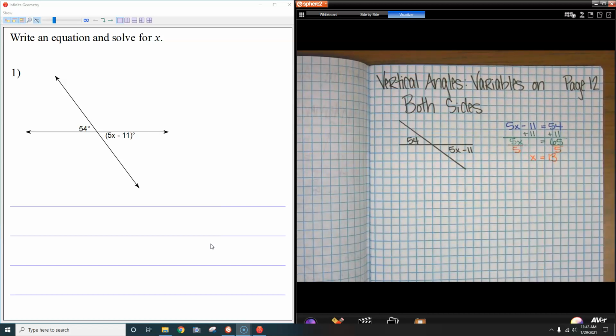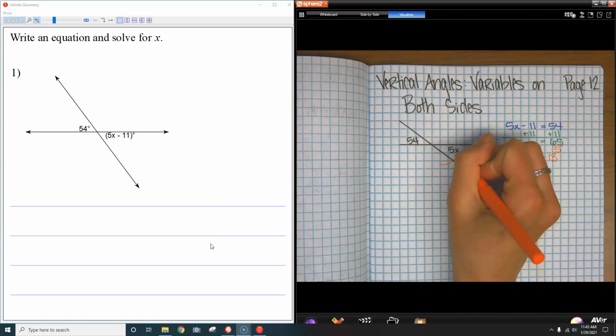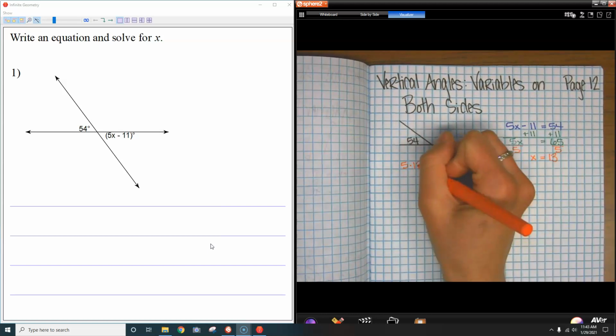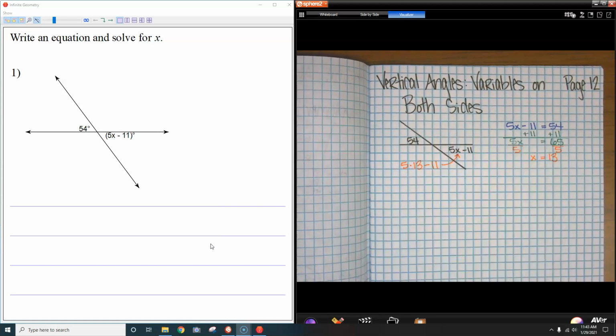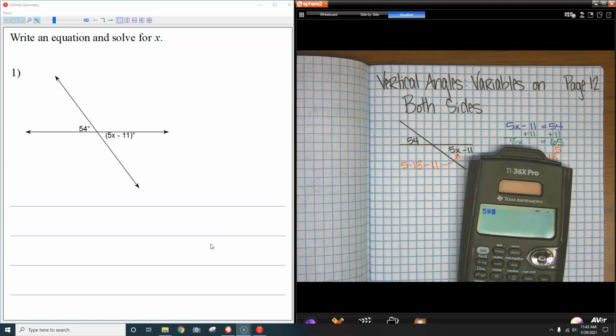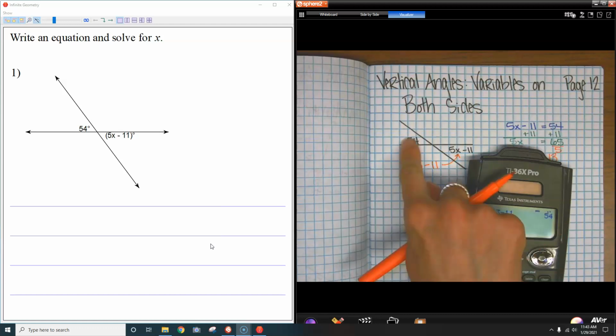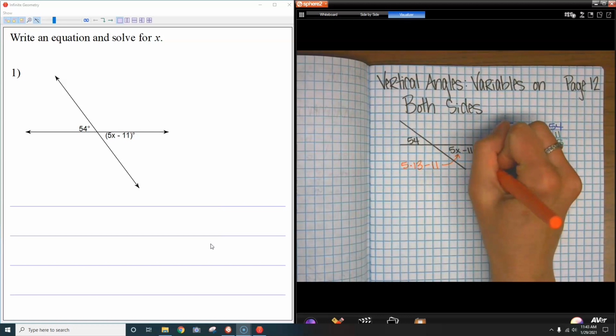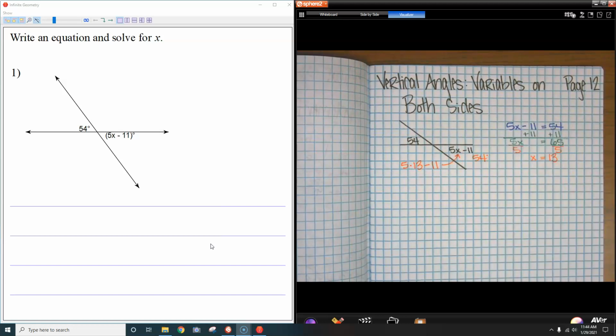We're going to plug it back in to check to make sure that 13 is the correct value. So we plug it back in for x. 5 times x, which is 13, minus 11. All right, so I'm going to take out my calculator. 5 times 13 minus 11, and it's 54. 54, 54. We did it correctly. This is 54 degrees, and x equals 13.